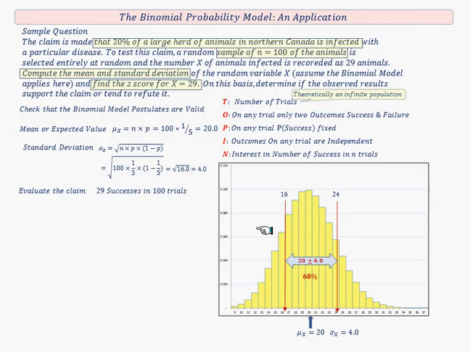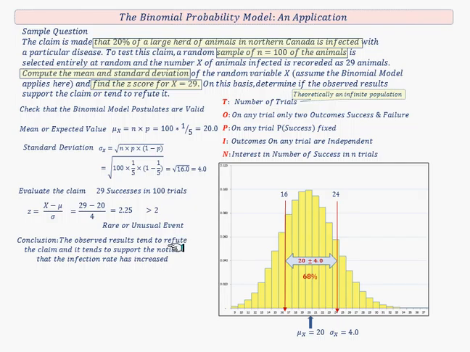Now let's evaluate the claim. 29 successes in 100 trials. Compute the z-score: 29 minus 20 over 4 is 2.25, which is greater than 2 standard deviations. This is a somewhat rare or unusual event if the claim is true, and this tends to suggest that, based on this evidence here, the observed results tend to refute the claim.